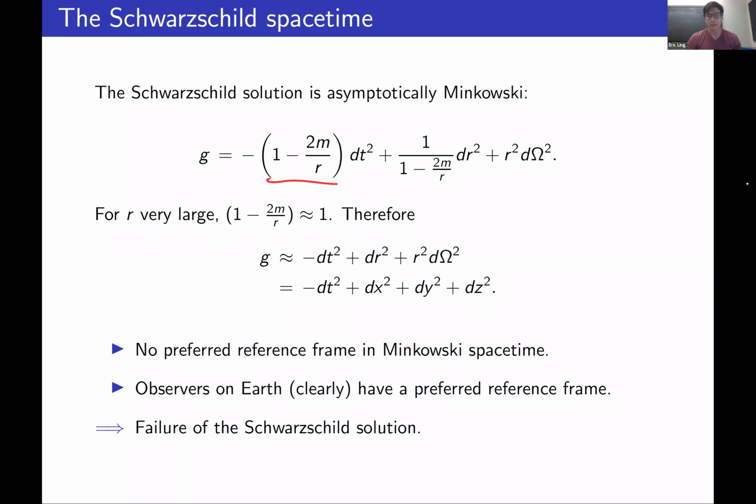Because in Minkowski spacetime, we know from our studies of Minkowski spacetime that has the Poincare isometry group, there really isn't a preferred reference frame in Minkowski spacetime. But observers on Earth very clearly do have a preferred reference frame. Pretty much all of the observers on Earth are traveling on the geodesic that the Earth is traveling on. And so I think maybe failure is a strong word to say of the Schwarzschild solution, but I do believe that this is a limitation of the Schwarzschild solution.